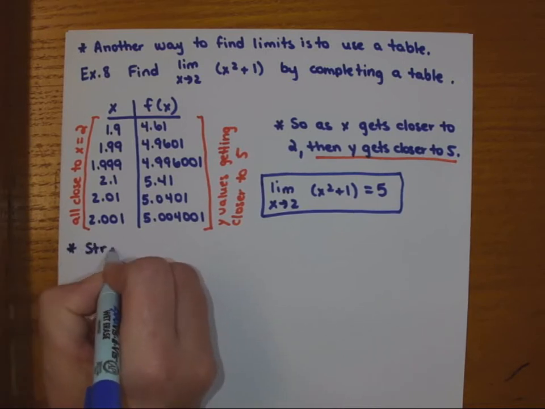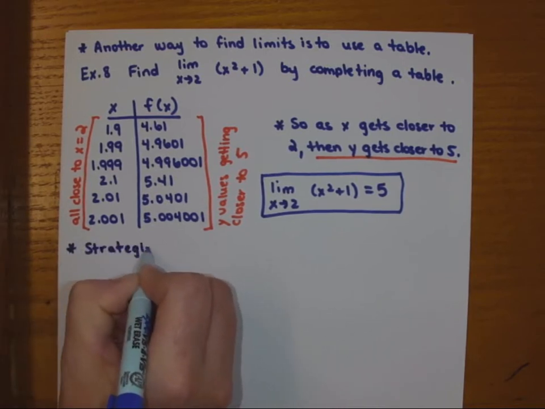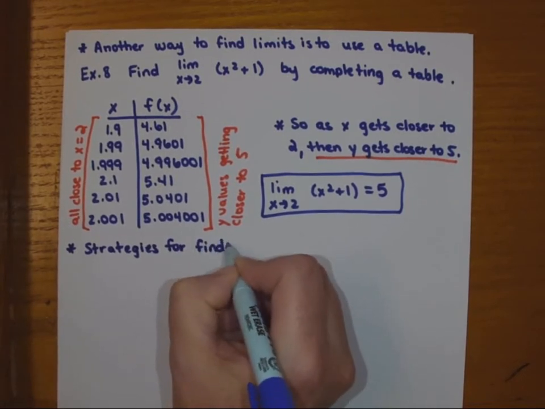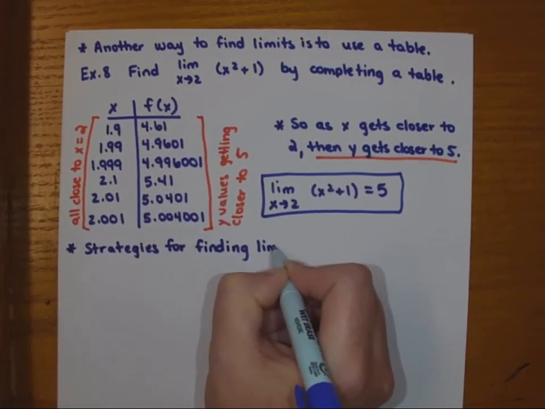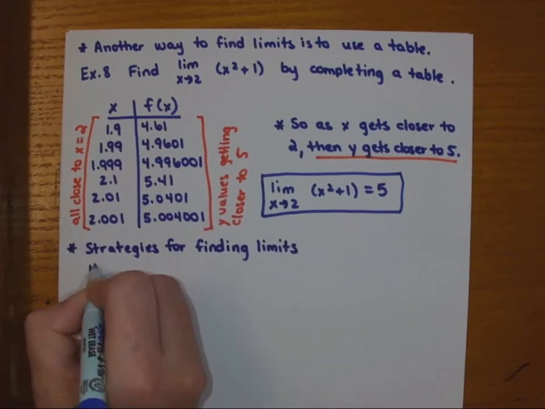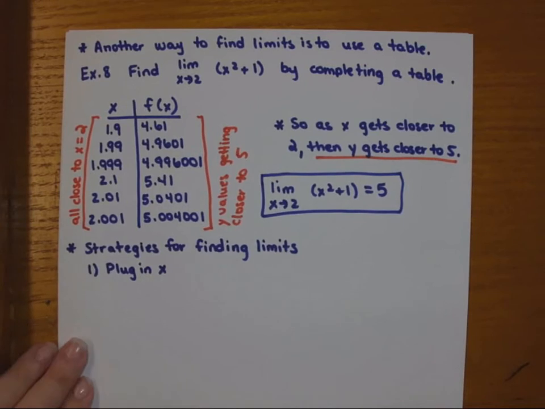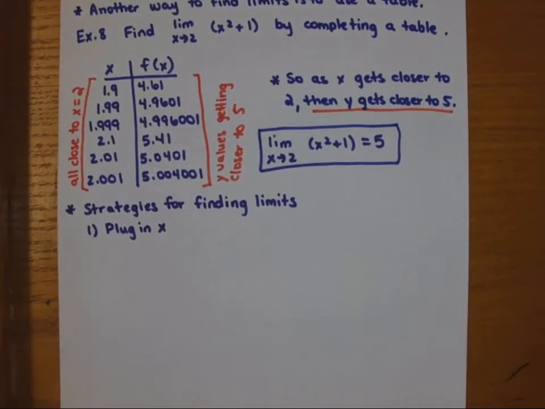So I've taught you 3 ways to find limits. I want you to write these down in order. Here are your strategies for finding limits. Your first method should always be to plug in x. That is going to work a good portion of the time. So try plugging in x and see what happens.